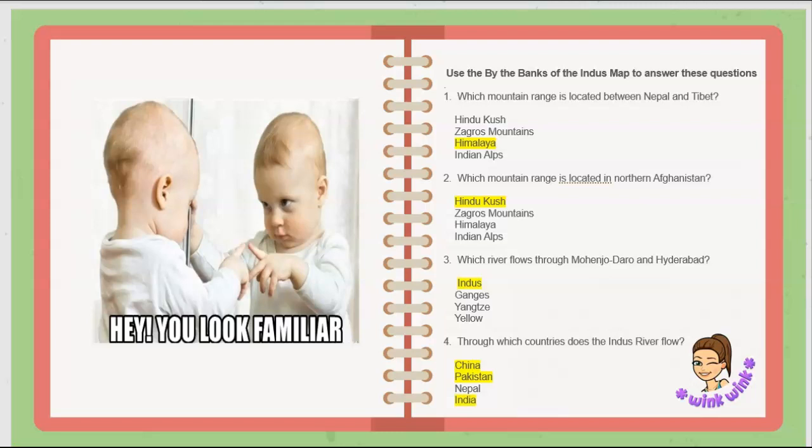Which mountain range is located between Nepal and Tibet? That would be the Himalayas. Which mountain range is located in northern Afghanistan? That would be the Hindu Kush. Which river flows through Mohenjo-daro and Hyderabad? Sorry, I read that incorrectly. The Indus. And through which countries does the Indus River flow? That would be China, Pakistan, and India.